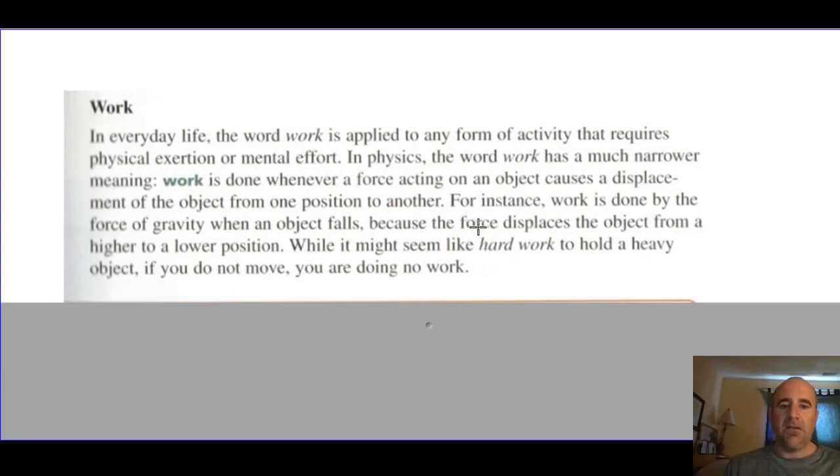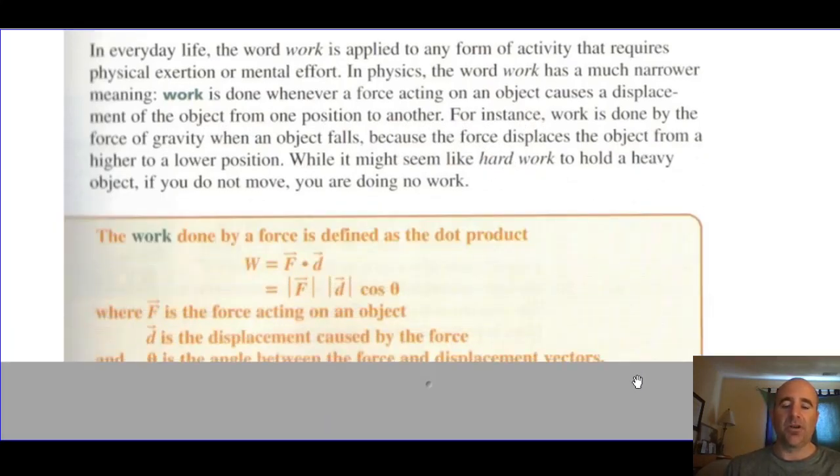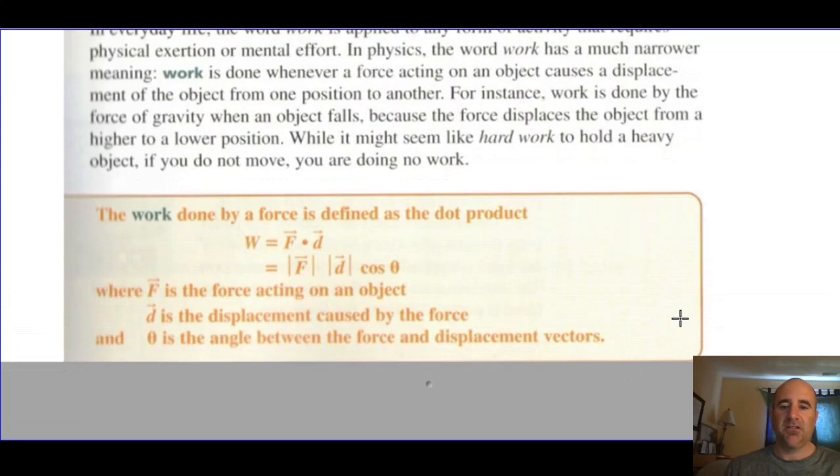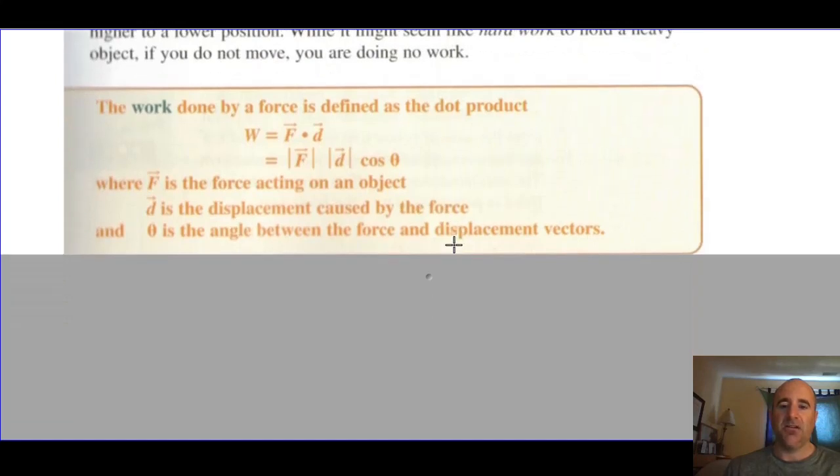Now, keep in mind that force and displacement, which is distance plus direction, are both vector quantities. So as it turns out, work is actually just the dot product between the force acting on an object and the displacement caused by the force. Okay? And then this is, of course, just the definition of the dot product.